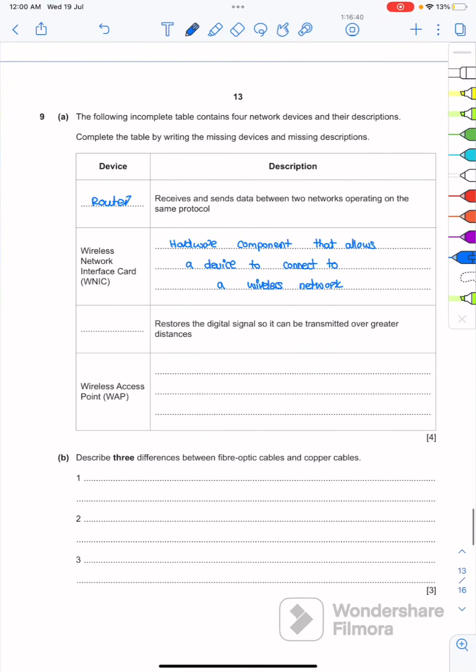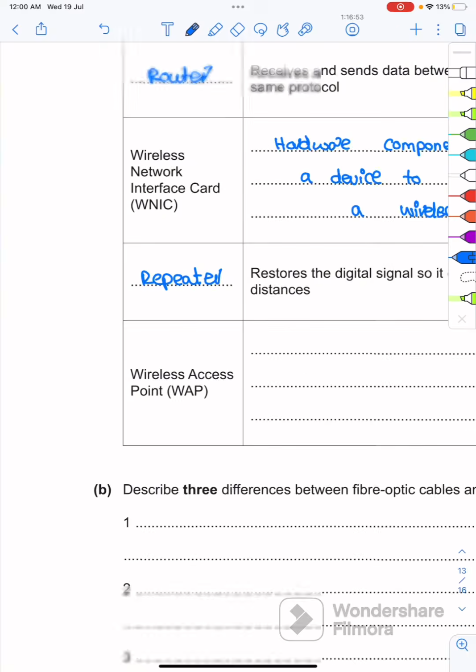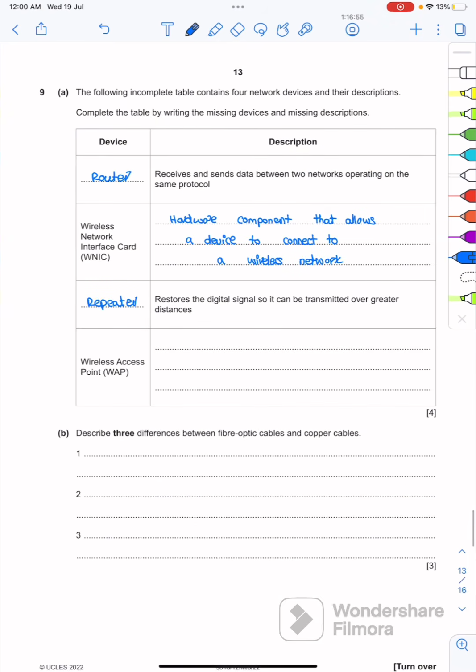Third part, restore the digital signal so that it can be transmitted over great distances. So it restores the digital signal so that it can be transmitted. This is the work of a repeater, as the name suggests.